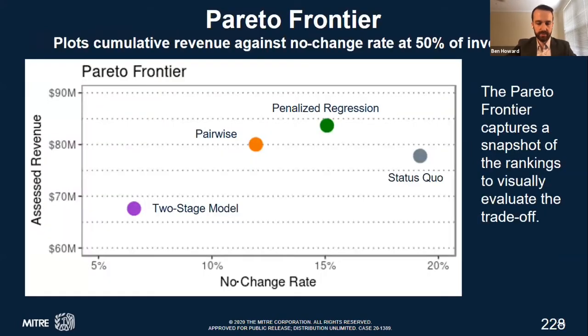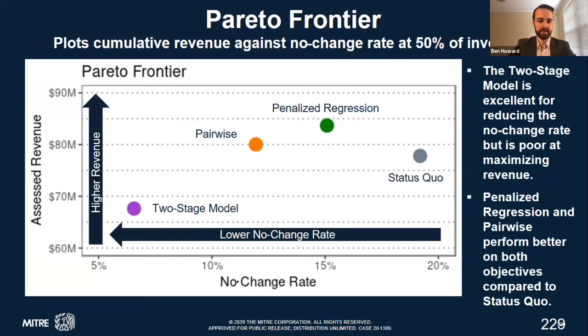So the first validation method I would present is what we call the Pareto frontier. This provides a snapshot of how we might expect these methods to perform in operation. So we take the same holdout data set and we allow it to be re-ranked by each method. And we allow each method to pick the top 50% of the available inventory and calculate the no change rate as well as the assessed revenue. No change rate is plotted on the x-axis, and the assessed revenue is plotted on the y-axis. Because we want to minimize no change rate and maximize assessed revenue, the optimal region for this chart will be the top left.